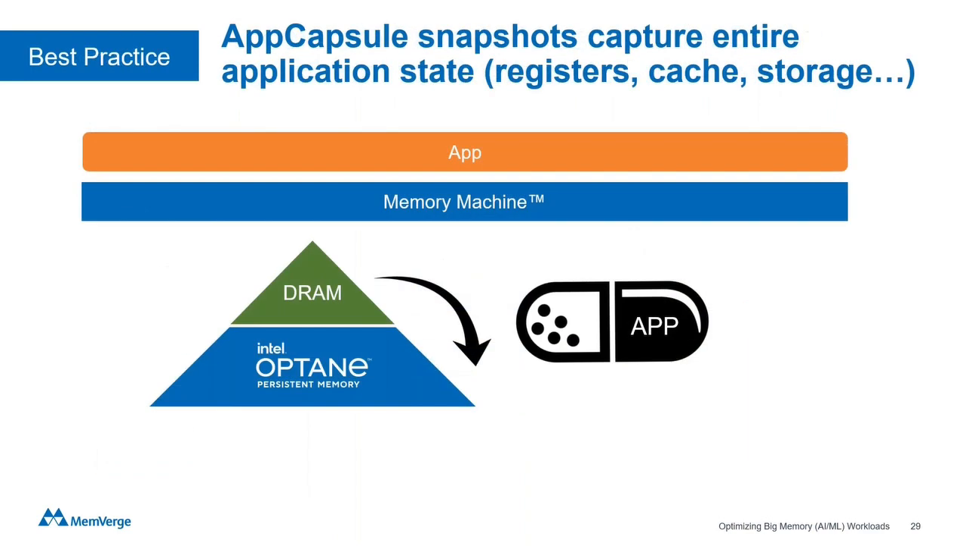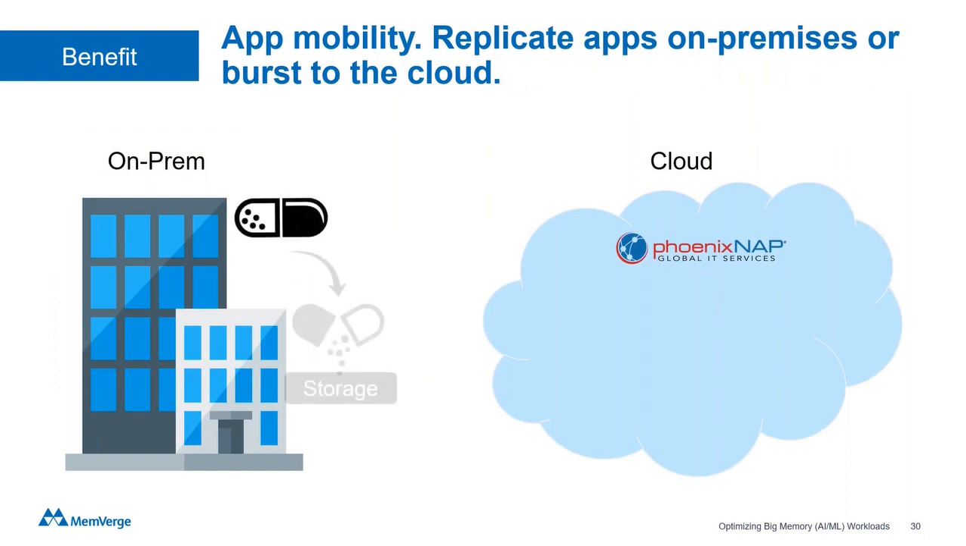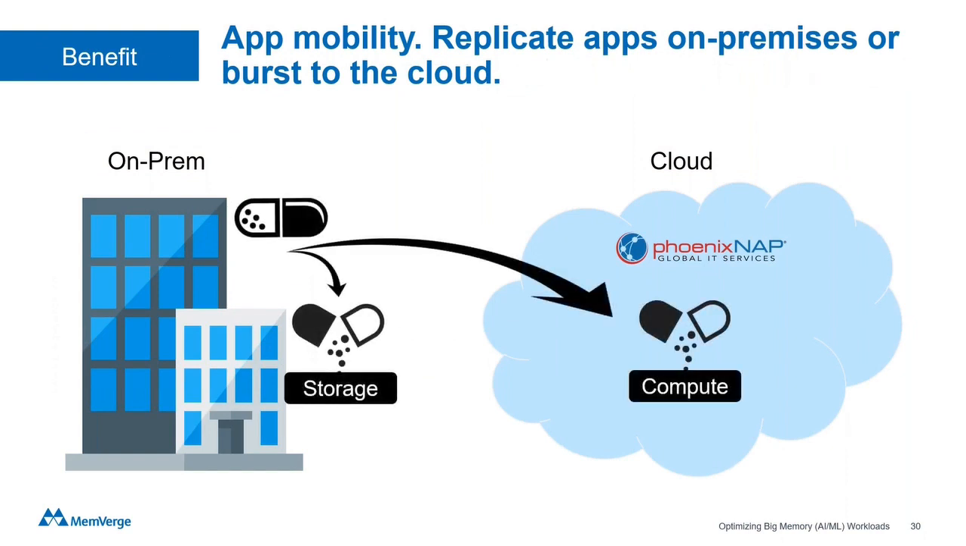And then finally, App Capsule. App Capsule, as I mentioned earlier, is basically the encapsulation of the memory snapshot as well as the data sitting on your file system, right? So it encompasses everything to move that application from local machine to local machine or to a remote machine. And the benefits come from several.